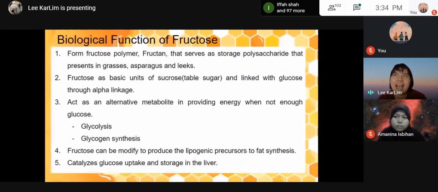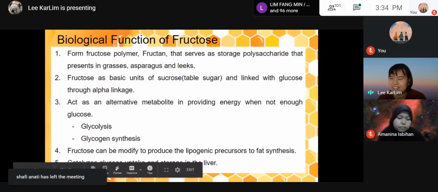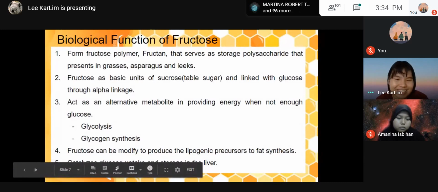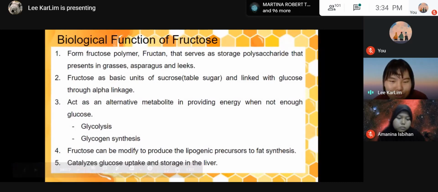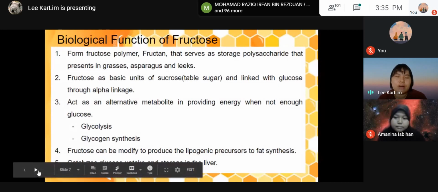If not, the high amount of fructose sugar will initiate the fat synthesis precursor and cause us to become fat. It also catalyzes the glucose uptake and storage in our liver. So that's all for our presentation. Thank you, everyone.